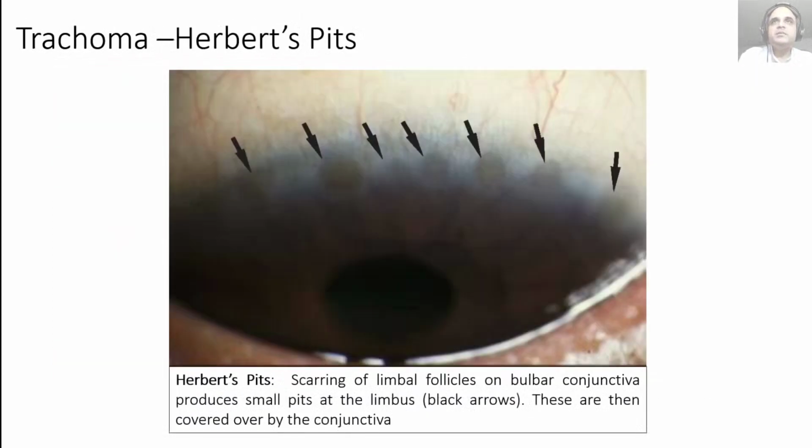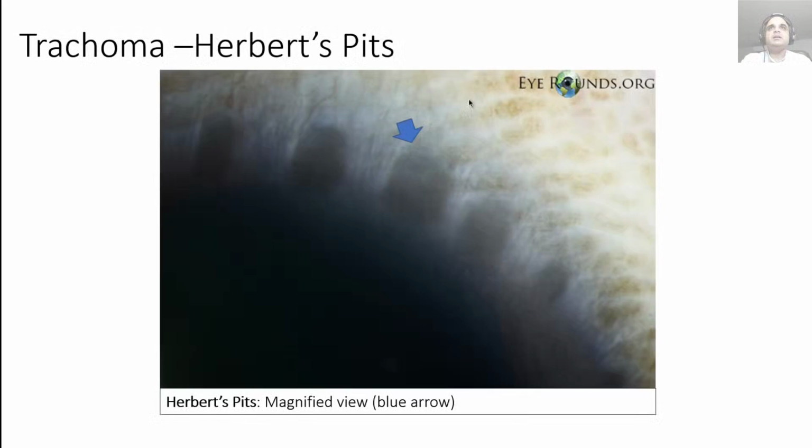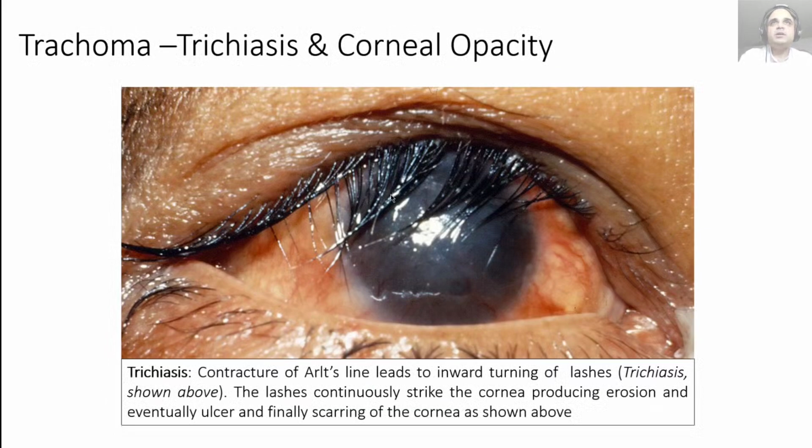And before we see the lid margin turning inwards, these are those Herbert's pits, which are scarred follicles at the limbus. They are sort of little pits covered by a clear conjunctiva. This is a close-up of your Herbert's pit. And this is what trichiasis is. Your lashes are turned inwards because the scar contracts, your cornea develops erosions and ulcers, and then finally it becomes opaque.